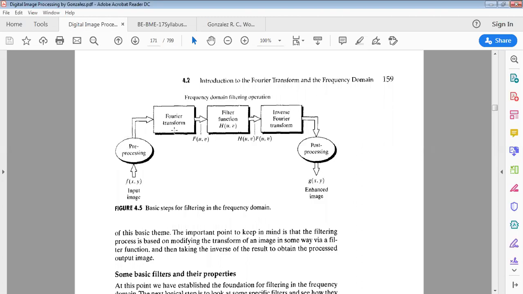You take the Fourier transform of this, we get F of u,v. Then we have a filter function H of u,v. You multiply this filter function with the Fourier transform F of u,v. Take the inverse Fourier transform. Whatever you have done here, you again reverse it over here. For example, you have multiplied it by minus 1 raised to x plus y. You reverse it over here, and we get the enhanced image.